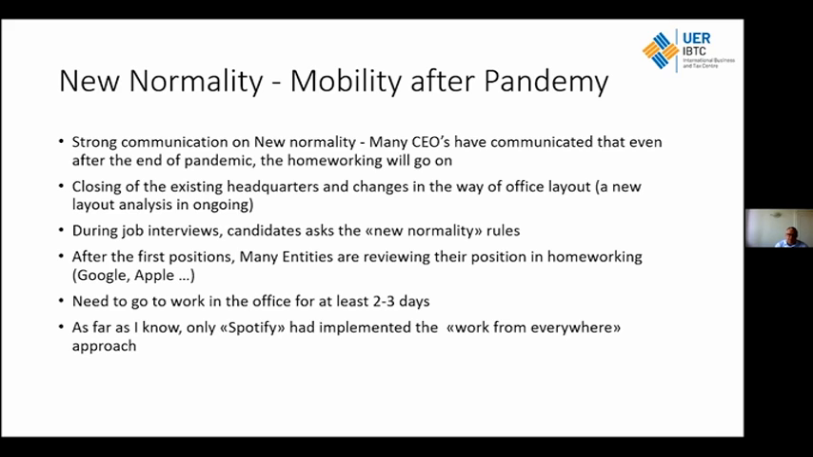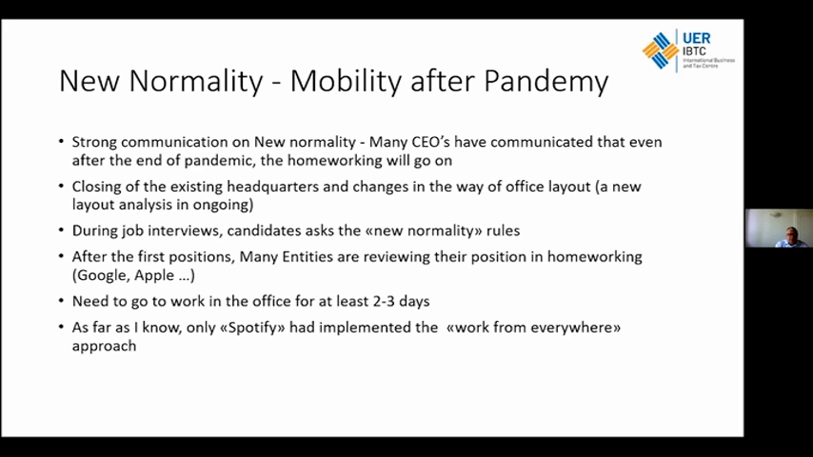We have to change everything, because the biggest issue that we have today in going to work is that we need closed offices to hold our meetings. Another point that is happening is that during job interviews, all candidates normally ask what will be the new normality, if they can work from home, if they can work from abroad, from where they can go to work.